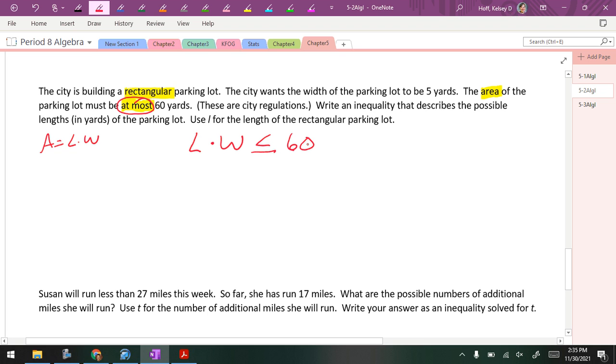Well, that doesn't help. I have 2 variables. So, oh, 5 yards. Tells us the width. The width is 5 yards. So really I have L times 5 is less than or equal to 60.